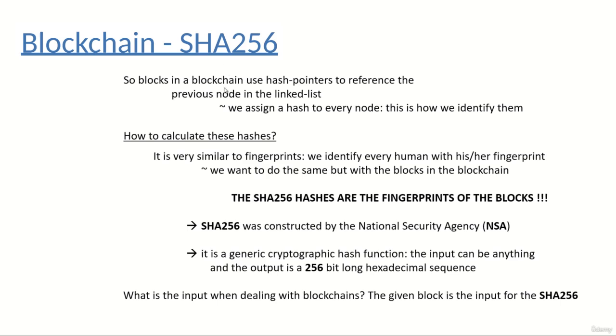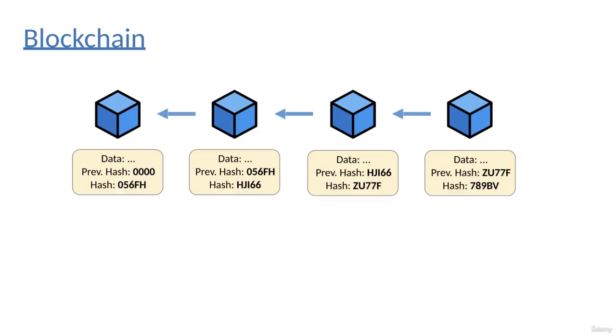Blocks in a blockchain use hash pointers to reference the previous node in a linked list. We assign a hash to every single node because this is how we can identify them. In this case, we can identify the first block with this hash, HJI66, and the second block with the help of this hash, ZU77F. So we assign a given hash to every single block in the blockchain in order to be able to identify these blocks.